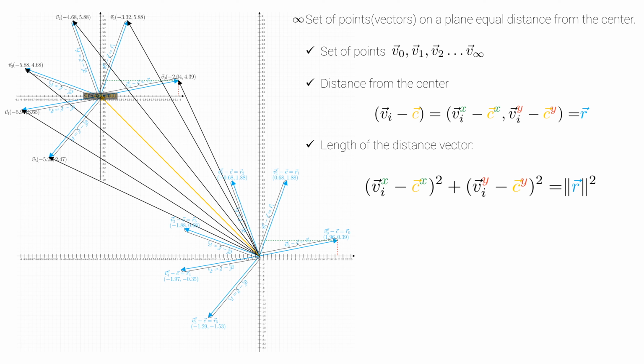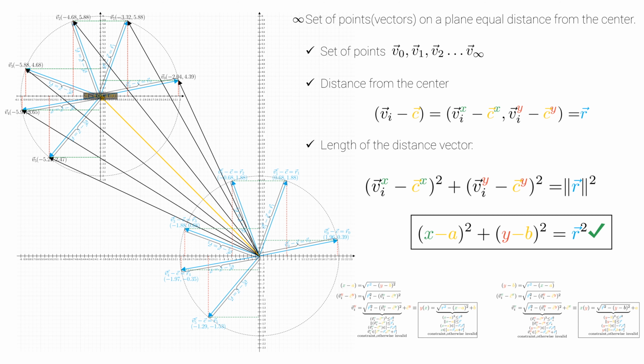As the red, green and blue line form a right triangle, the square length of R is the sum of the square length of the red and green line respectively, which is the square of x and y component of the V minus C vector, which yields the equation of the circle, keeping the promise of the definition. Here you can see all the components making up the circle.